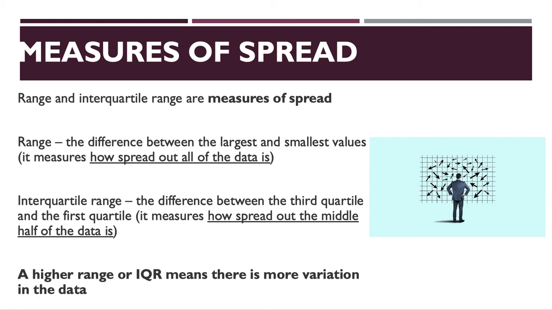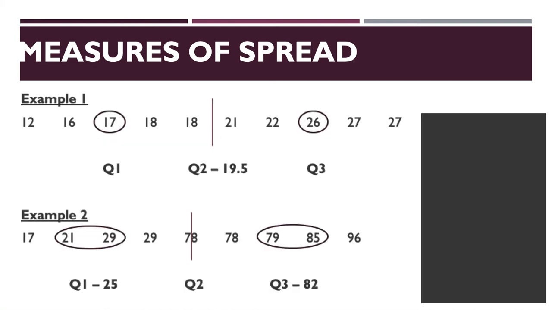Something important to keep in mind about these calculations is a higher range or IQR means there is more variation in the data, meaning the data is more spread out. These were the examples that we've been working with, and you might recall these were the quartiles we calculated for both examples. We are now going to use this information to calculate the range and IQR.